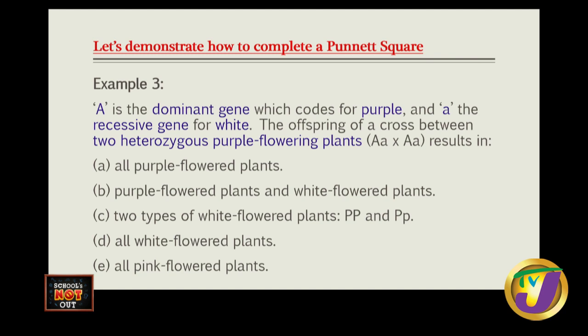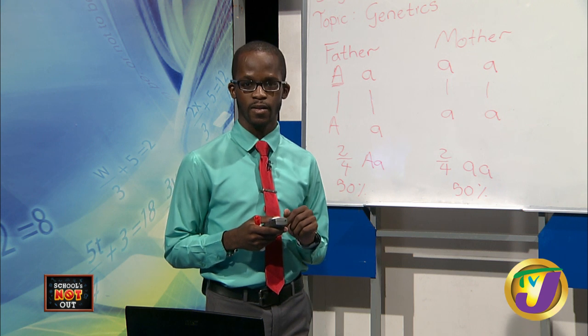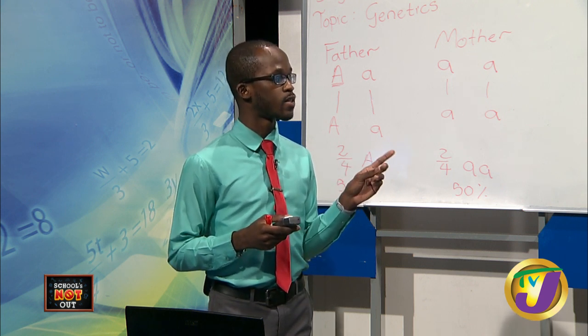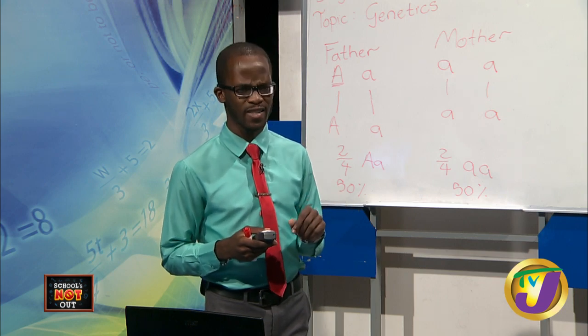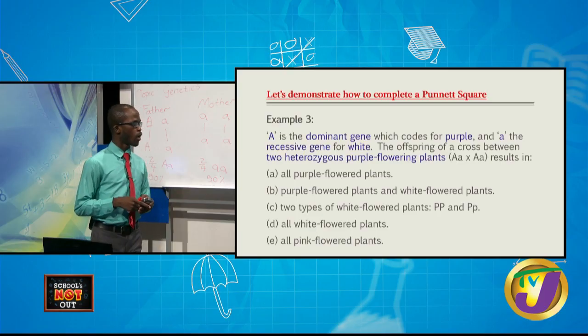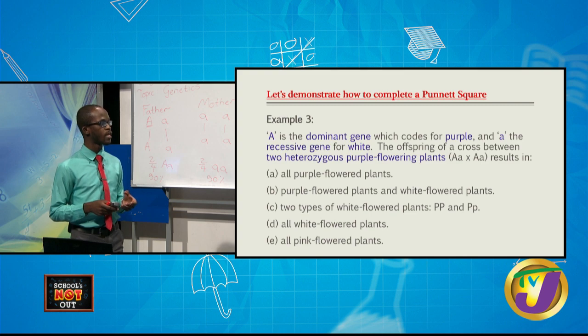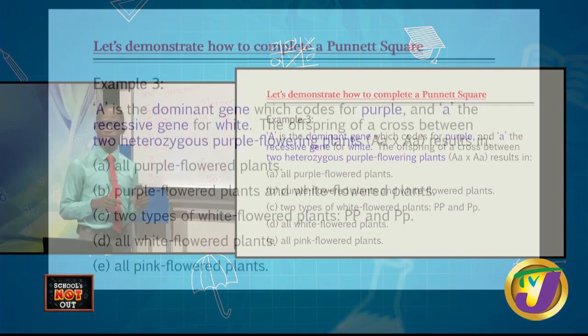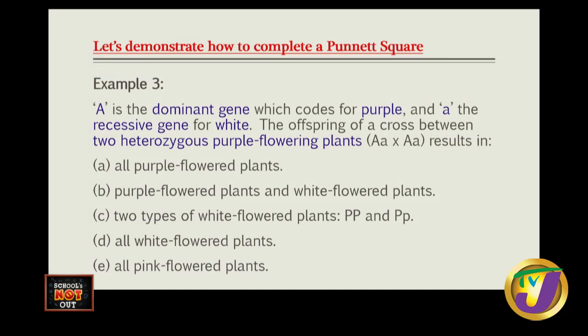Now, the possibilities in this multiple choice question are: it could result in all purple flowered plants; it could also result in purple plants and white plants; another choice, which is C, it could result in 2 types of white plants; and then we have that it could result in all white or all purple. We're going to show how we will answer this multiple choice.